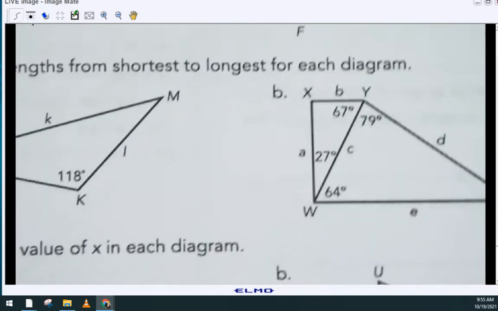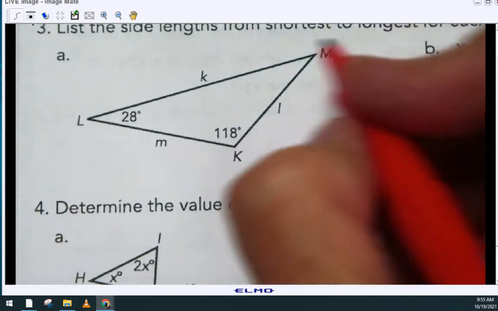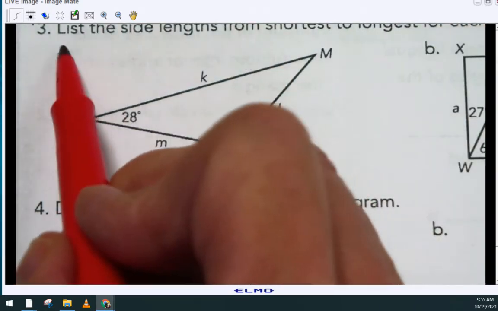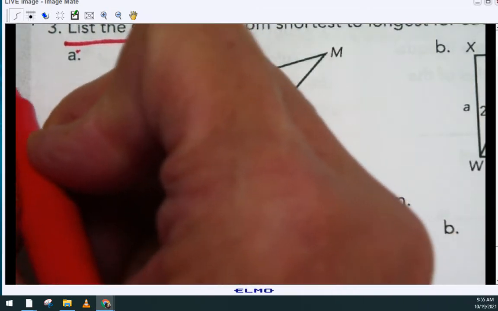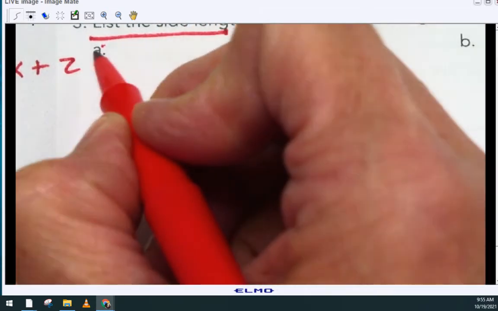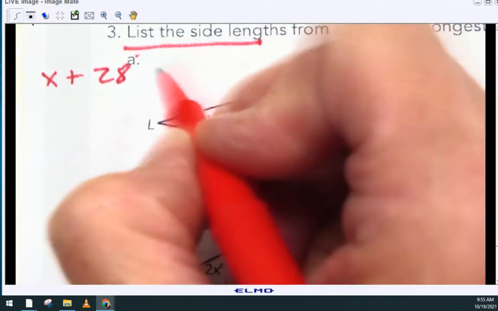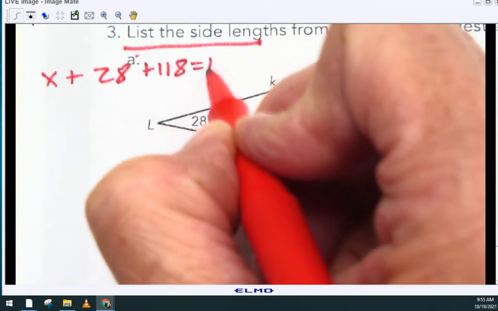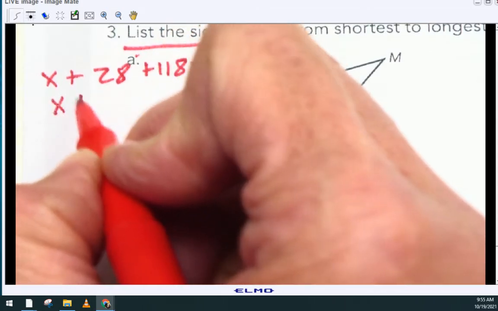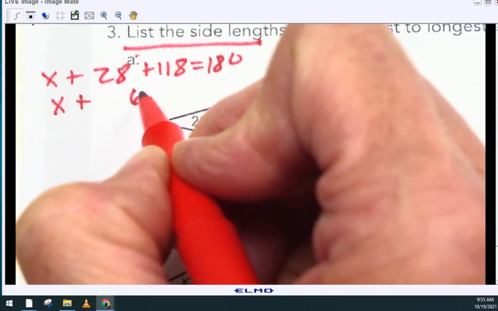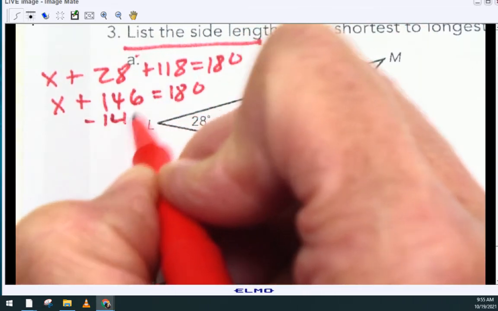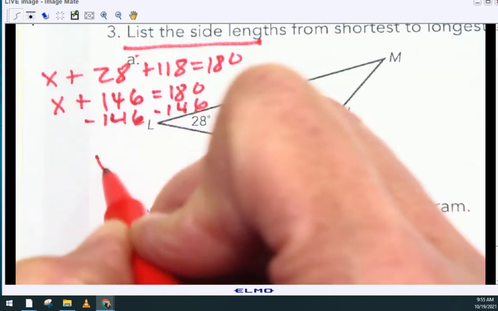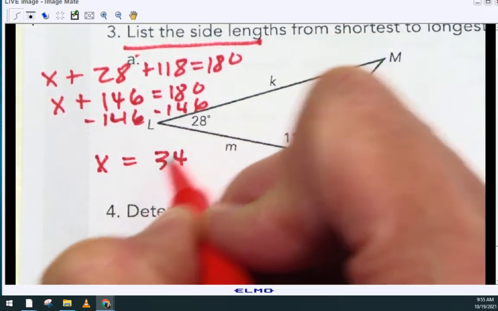Okay, doing the same thing here. Need to figure out what this angle is before I can list the sides of the lengths. We have to first find out what that angle measure is. So x plus 28 plus 118 equals 180. So x plus 146 is equal to 180. I subtract 146 from both sides, and x equals 34 degrees.